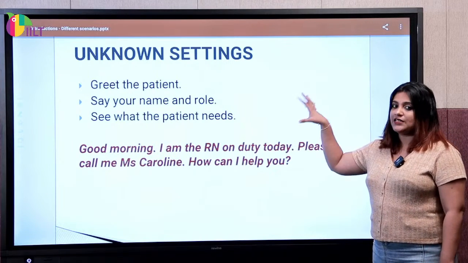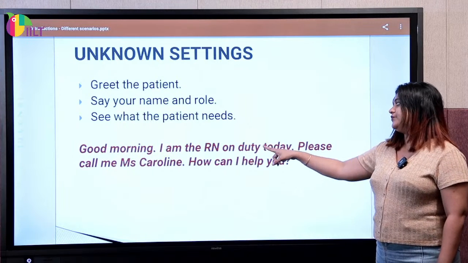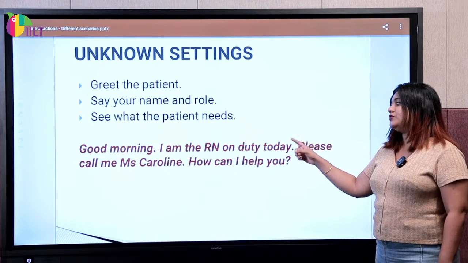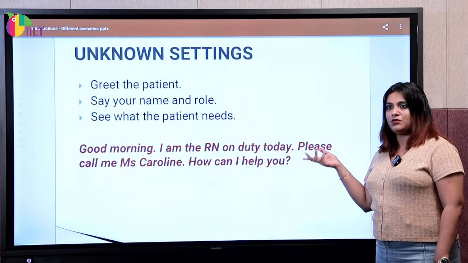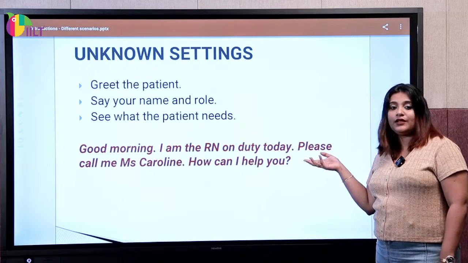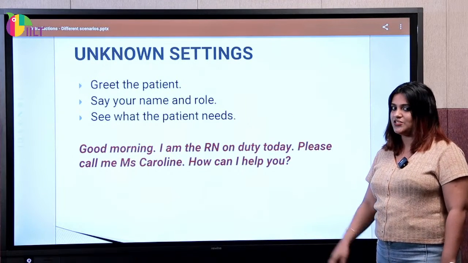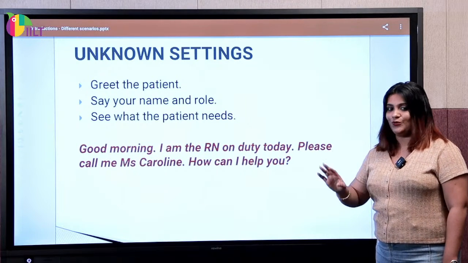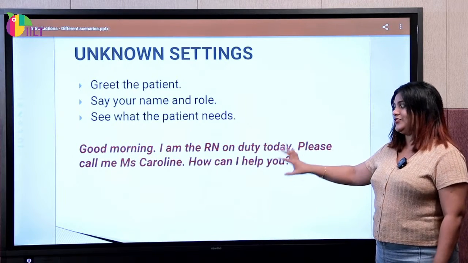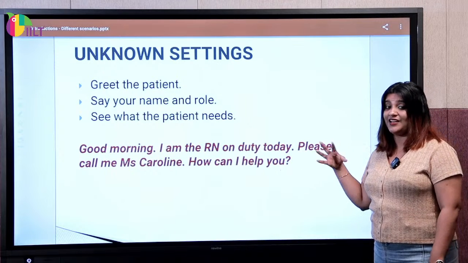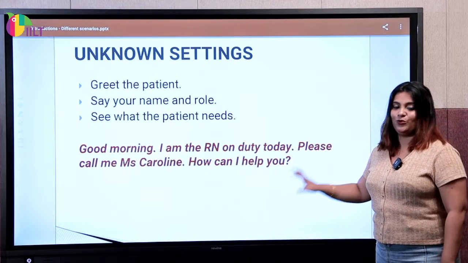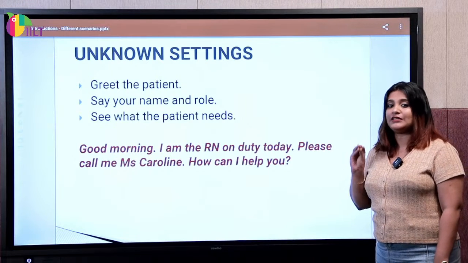And depending on the setting which is given, you can change it. Instead of saying registered nurse on duty today, you can say registered nurse working in this emergency department if needed, or in the clinic, whatever is mentioned in the setting. Again, it's up to you. I'm not stopping you here. This is not the only way of doing it. I'm telling you this again and again because I don't want anyone to get confused like this is the only way. No, we do not have any script.